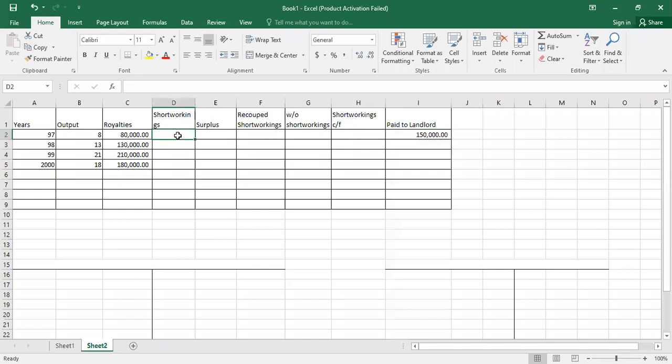So in the first year, do you have a short working? You are supposed to pay a minimum of 150. Whatever we have been able to get as output is 80,000. So we've said that the royalties will be compared with the minimum rent. So this is 70,000. I can put this in and put all these cells in.